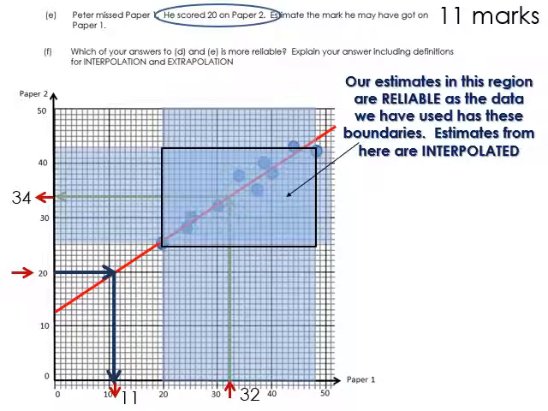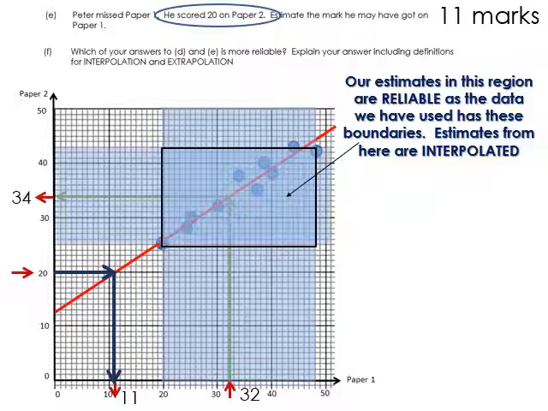The first one, we've got interpolation. In this section here, it says our estimates in this region are reliable as the data we have used has these boundaries. So estimates from this area are interpolated. So basically, in that area, in that box, are where all the points are. Okay, so anything that you read off there is what we call interpolated. It's using the data given.